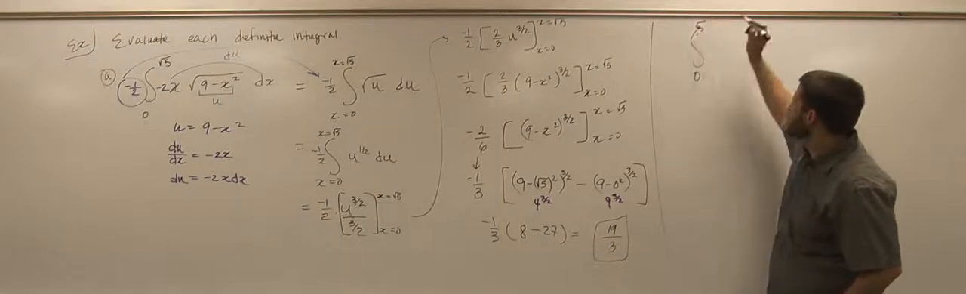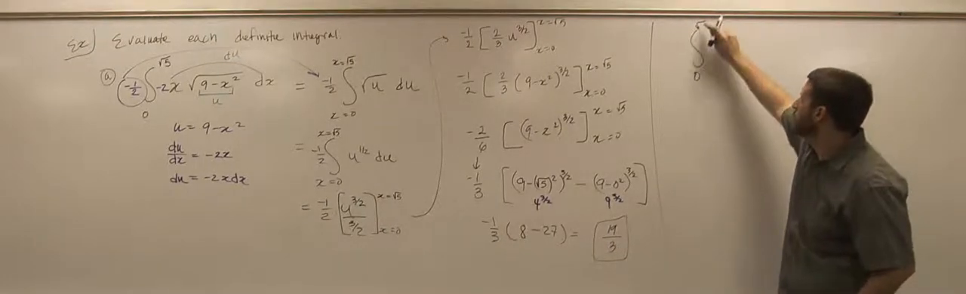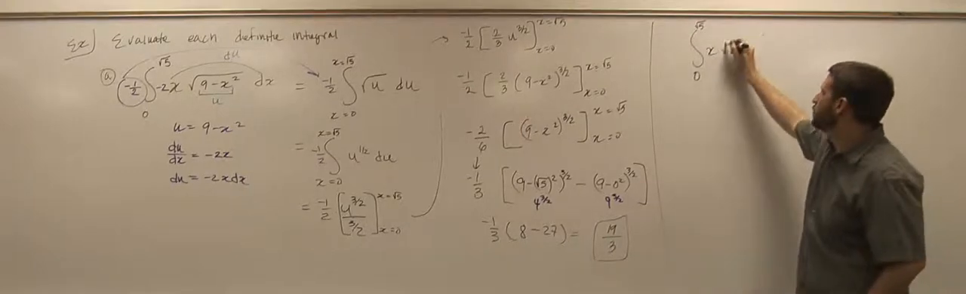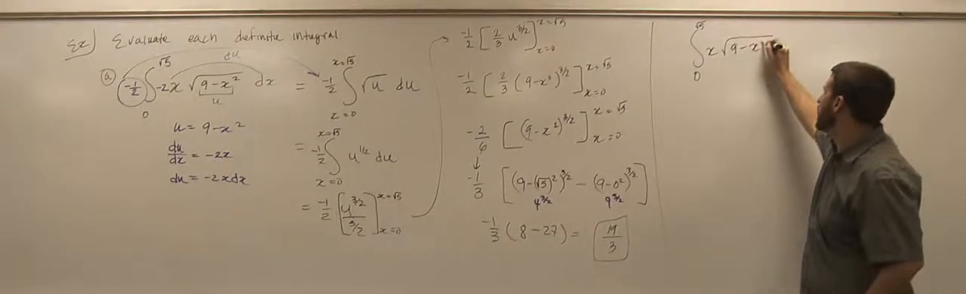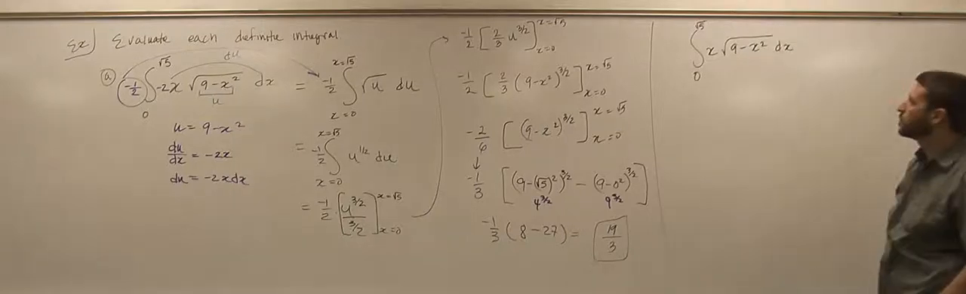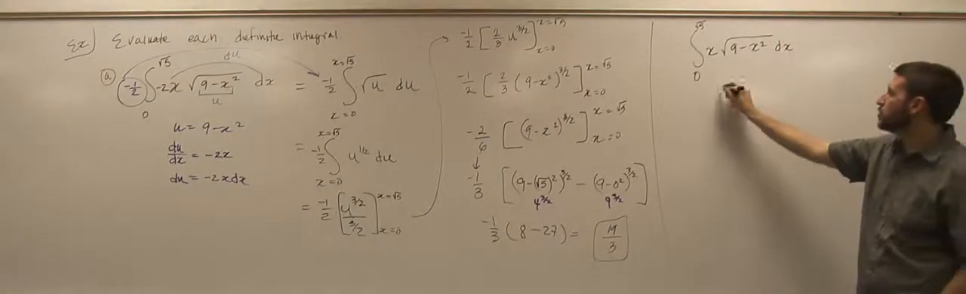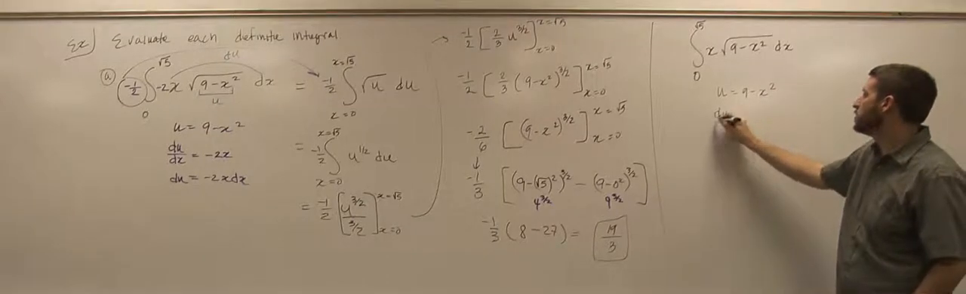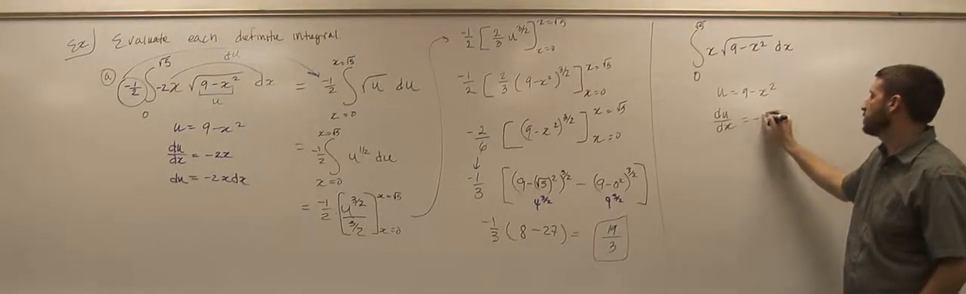So if you come back up here to the original integral, which was 0 to root 5 of x root 9 minus x squared, you can make a u substitution just like before. Du dx will be exactly the same.